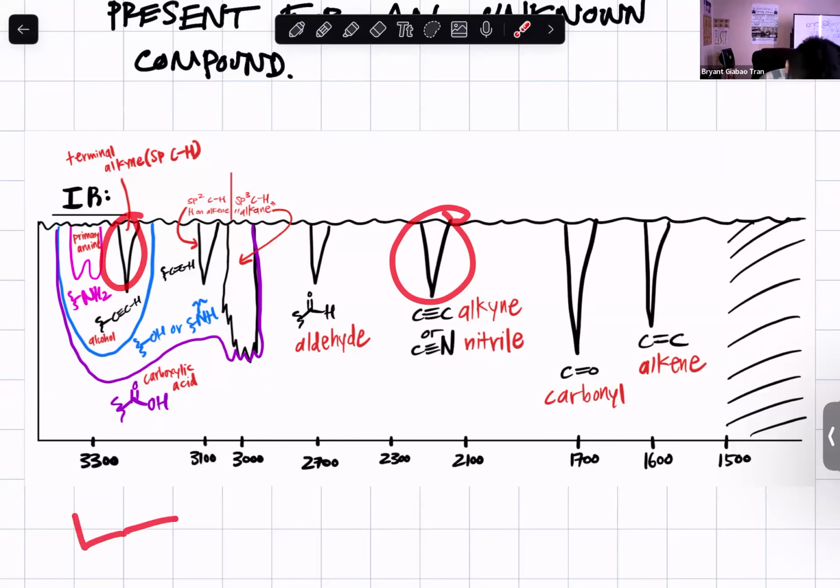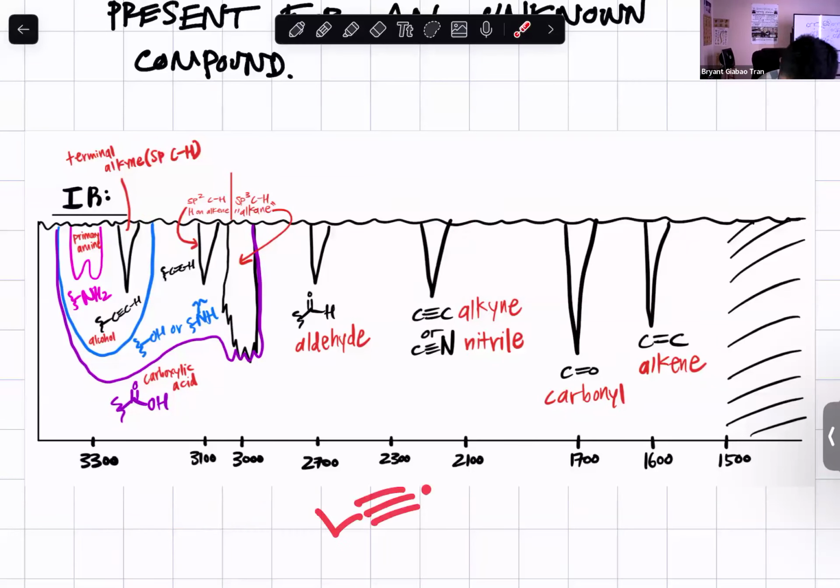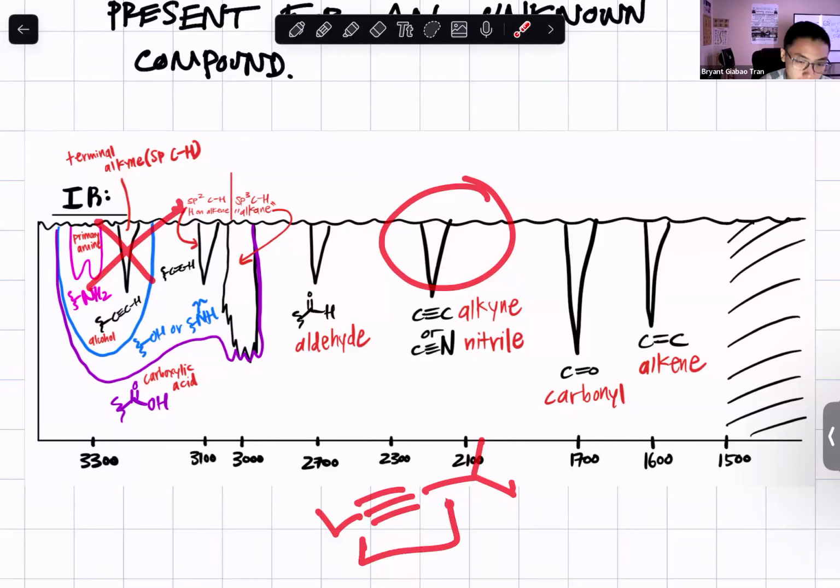If you have a terminal alkyne like this, but if you just have an internal alkyne like this, you will get this peak right here. You will not get this sp carbon hydrogen peak. You will not get that sharp peak. There are no hydrogens attached to this alkyne right here, right?